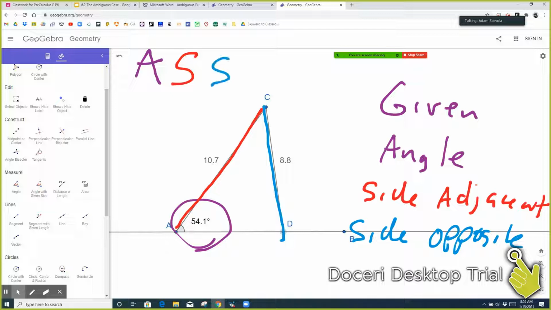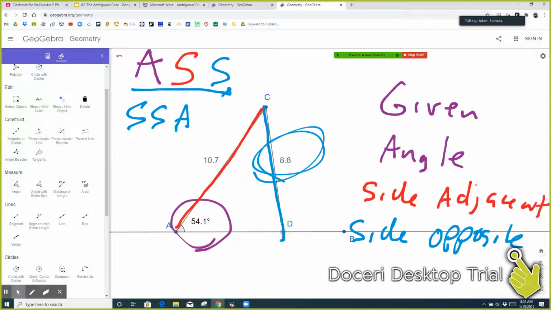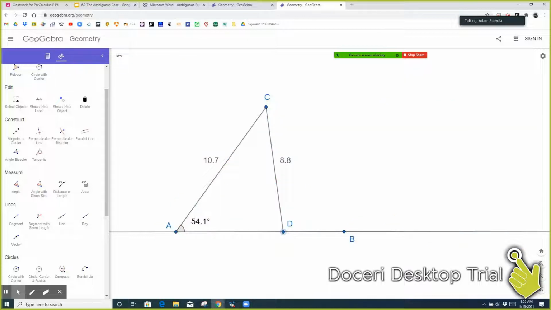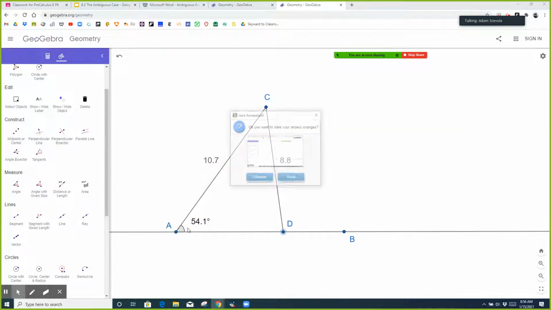Notice how ASS, or often in textbooks written as SSA, they mean the same thing, but that's the ambiguous case. And so anytime I refer to the side opposite, no matter if that's 8.8 units long or less or more, that's the side opposite. That's the side adjacent. That's the given angle. So the first case we're going to look at is when the given angle is obtuse.